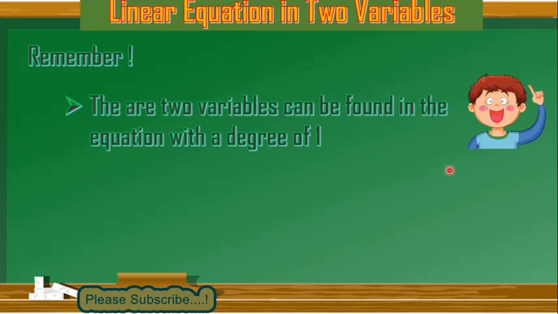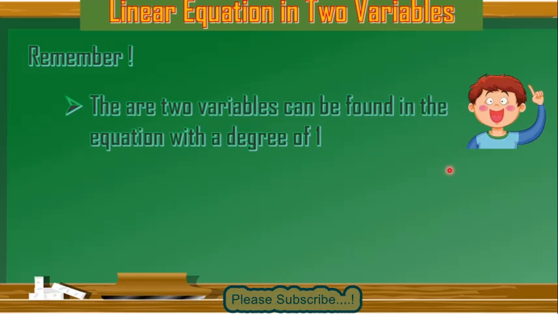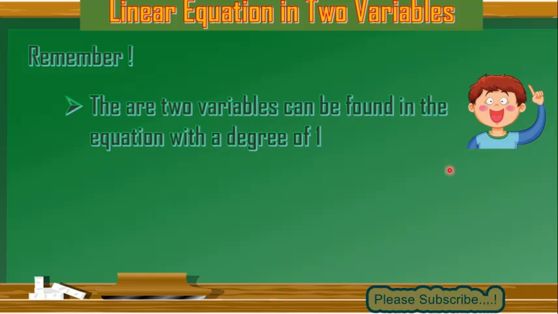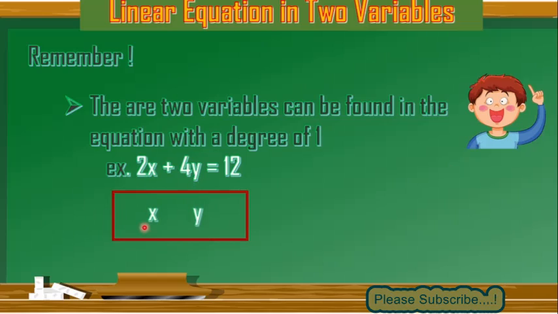Remember this. In a linear equation with two variables, there are two variables in that equation, each with a degree of 1. For example, 2x plus 4y equals 12. There are two variables there, x and y, meaning this equation is a linear equation in two variables because each of these variables has a degree of 1. That is an example of a linear equation in two variables.